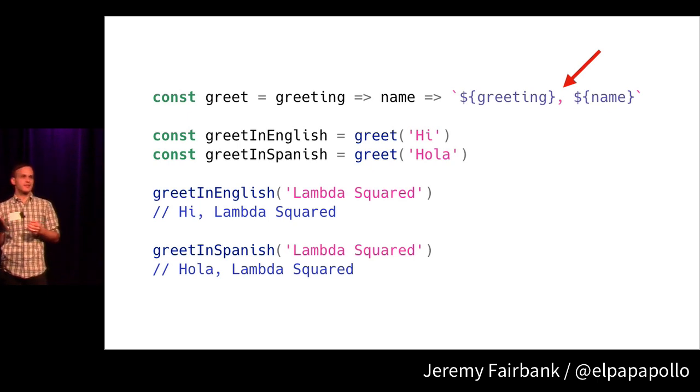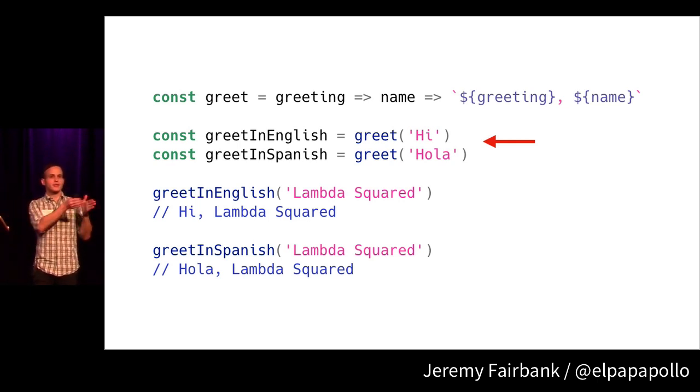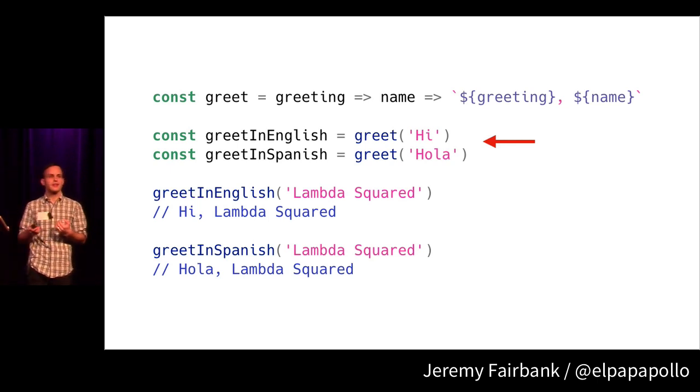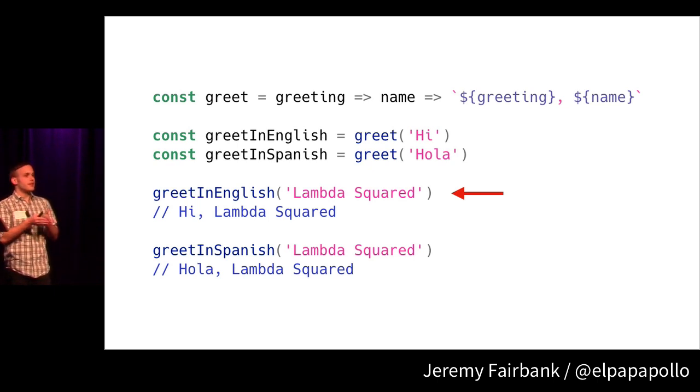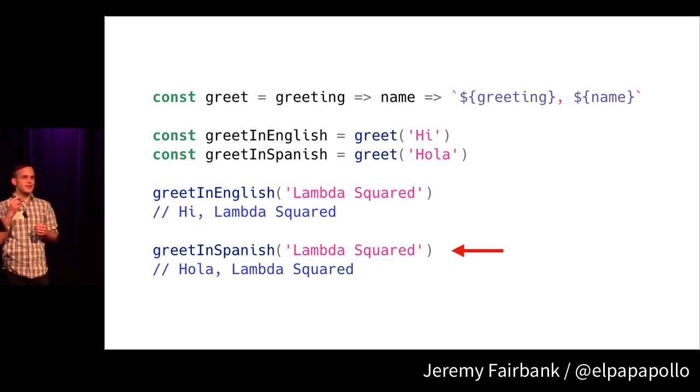So the benefit I get out of this, though, is I can then call that greet function once, which means I'm only supplying the greeting argument, and it provides back that new function that accepts the name. And I essentially am just going to configure this generalized function into a more specialized function. So when I call greet with hi, I get back a function that's going to prepend hi when it receives name. And same thing with hola with the greet in Spanish function. And then when I call greet in English with the name, it'll have both arguments finally supplied, and it can return back the final result, hi lambda squared. And with greet in Spanish, I do the same thing, but I'll get back hola lambda squared.